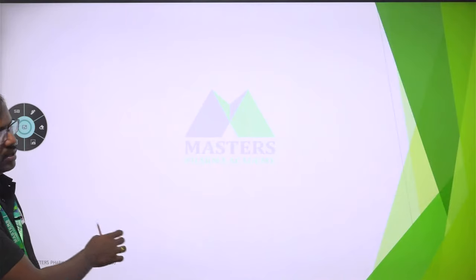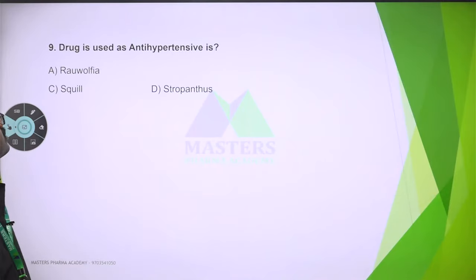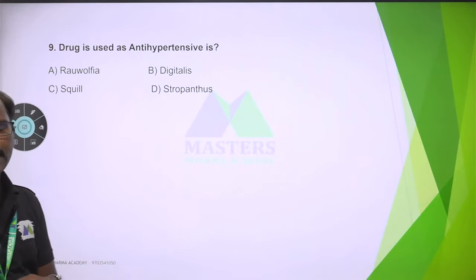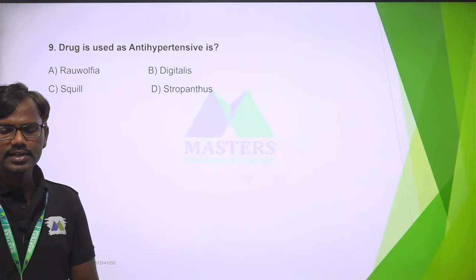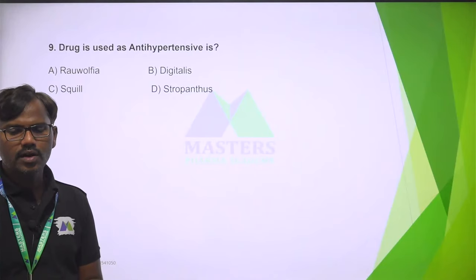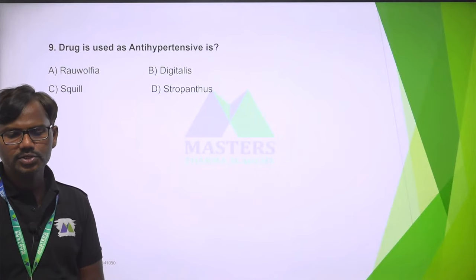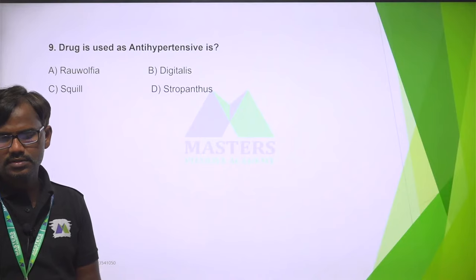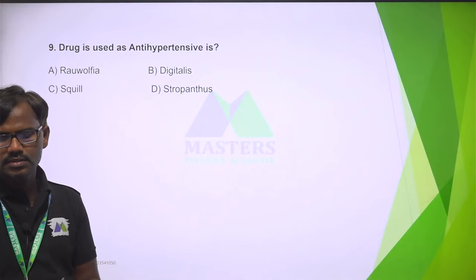Right, next question. Which drug is used as an antihypertensive? Very easy, a direct question. Options: Rauwolfia, Digitalis, Squill, Strophanthus. Okay, the answer is Rauwolfia.